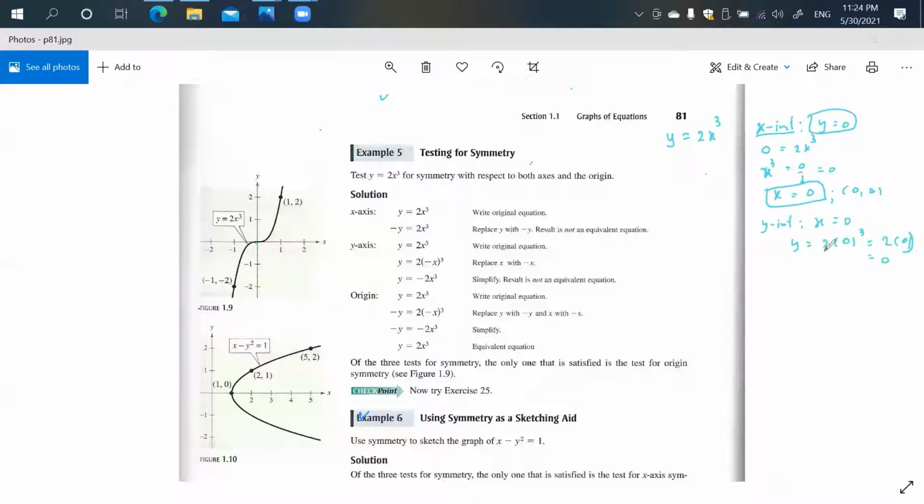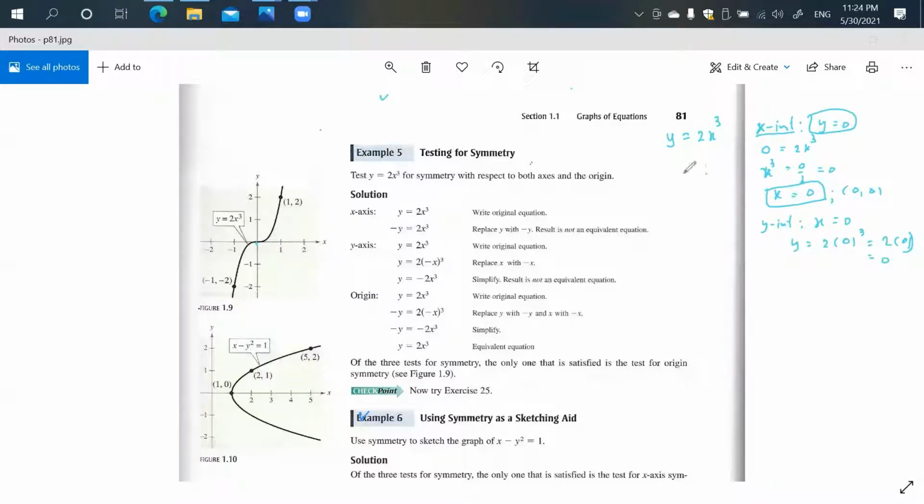Okay, so again, they met at this point. The x-intercept and y-intercept meet at the same point, (0, 0) here. After this, you just try one more point, which is enough for the right-hand side and the left-hand side, and the rest you approximate. Otherwise, you find about 0.5 here.